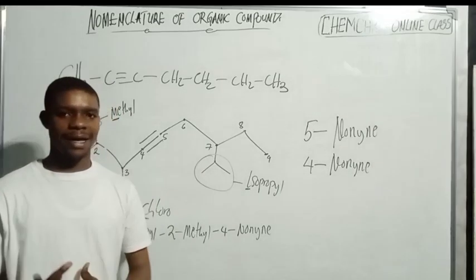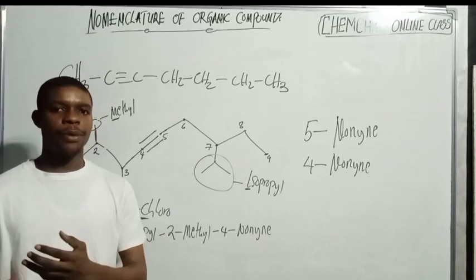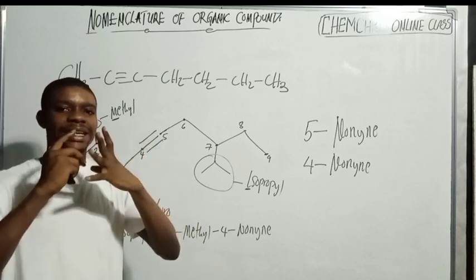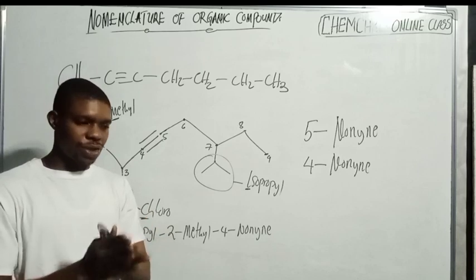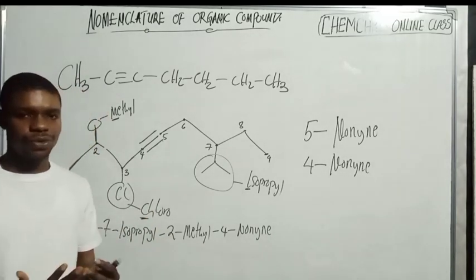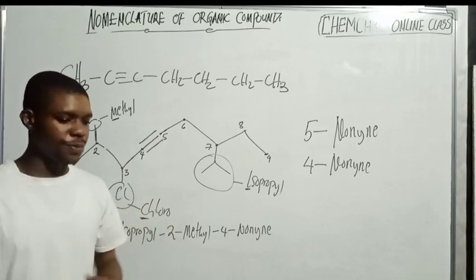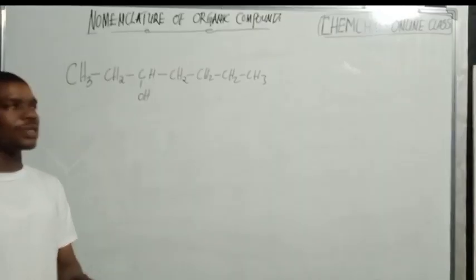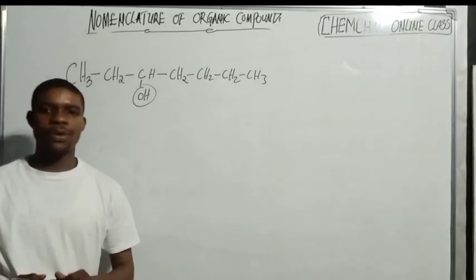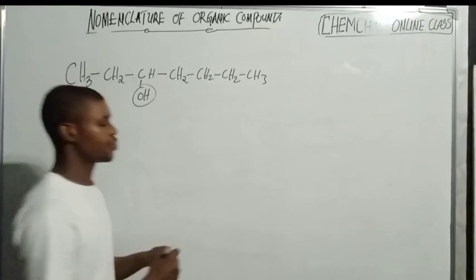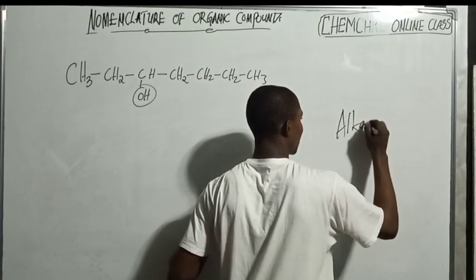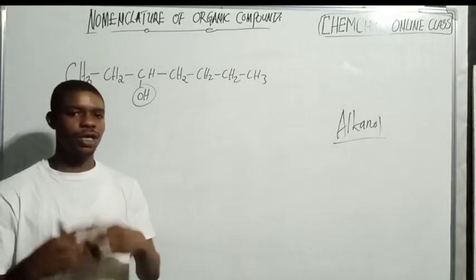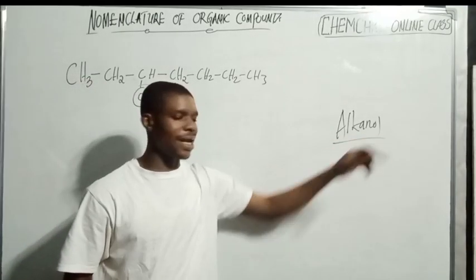So this is how you name an alkyne. The alkyne is not that different from the alkene. You need to know the number of carbon atoms in the parent chain. Do you understand? The next one we want to look at is the alkanol functional group. How do you name the alkanol functional group? Whenever an organic compound has OH, you know it is an alkanol. The nomenclature is not different from what we have done; the only thing you have to do is use the ending -ol.